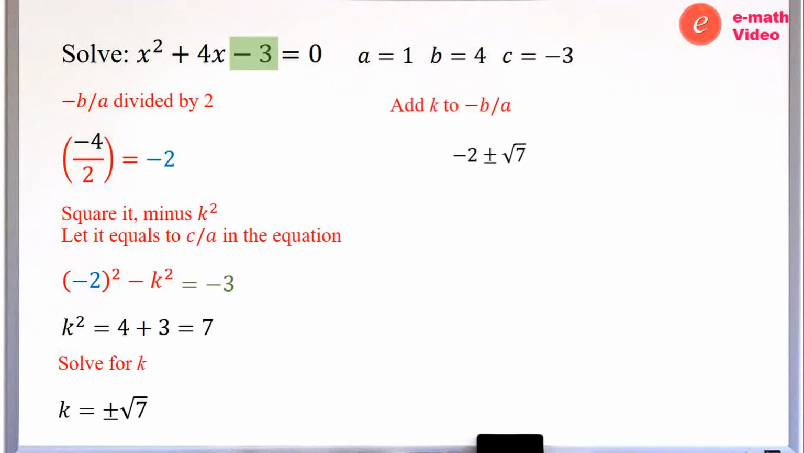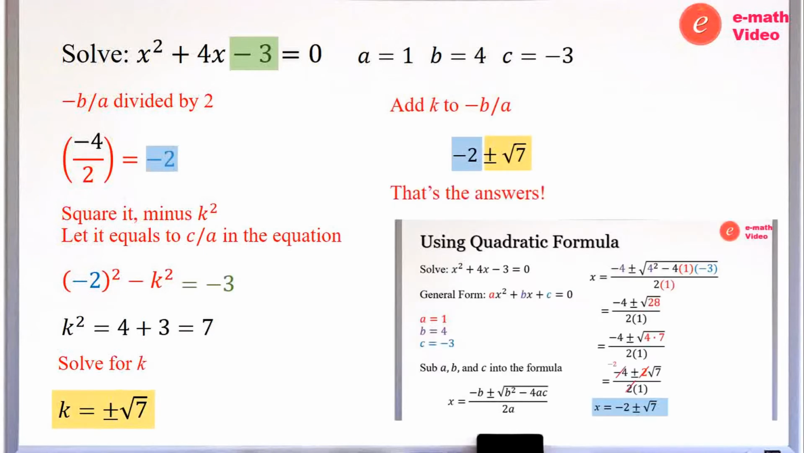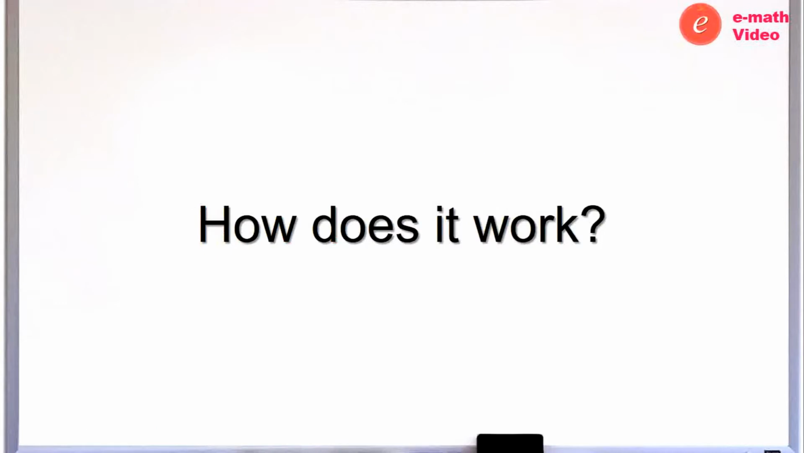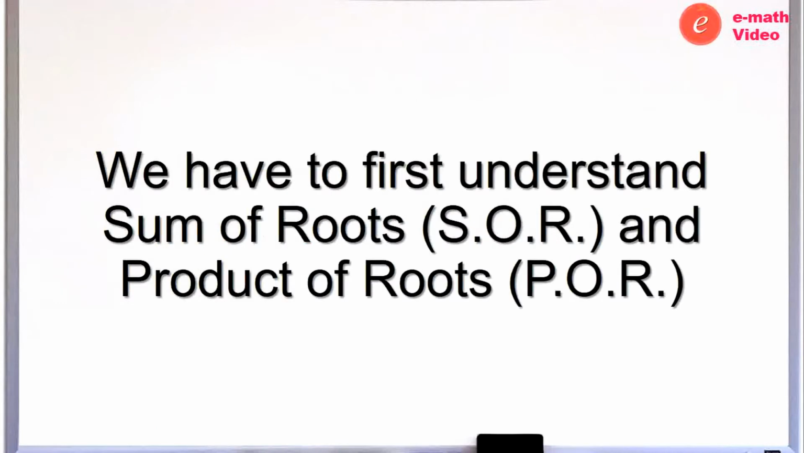Lastly, we add k and negative 2 together. And that's the answer. Simple, right? We don't even need the formula. But how does it work? We have to first understand the sum of roots and product of roots.